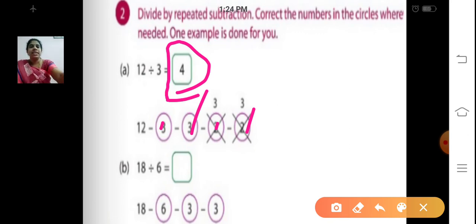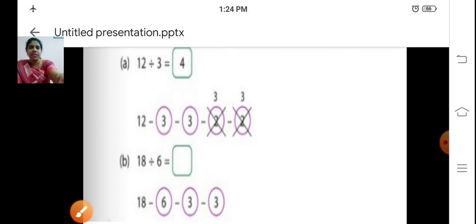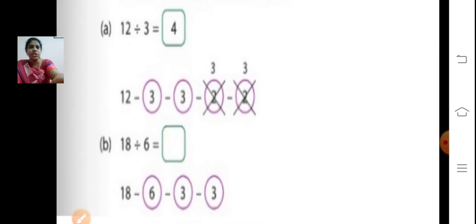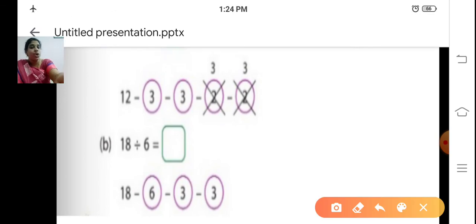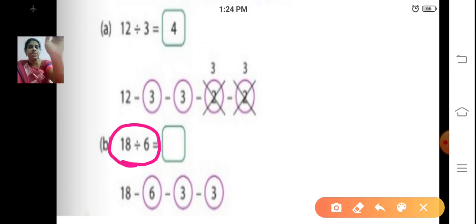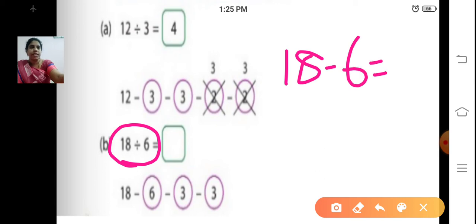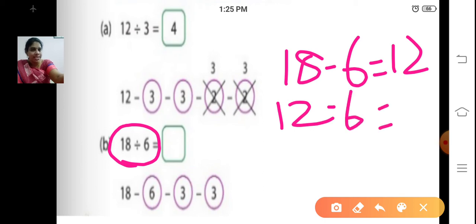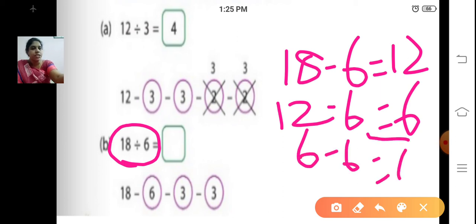Yes. 18 divided by 6 is equal to, we are going to write the answer. We are going to subtract these two till we get the answer as 0. So 18 minus 6 is 12. From this 12 again we are going to subtract 6 more. So 12 minus 6 is 6. Again we will subtract. 6 minus 6 is 0.